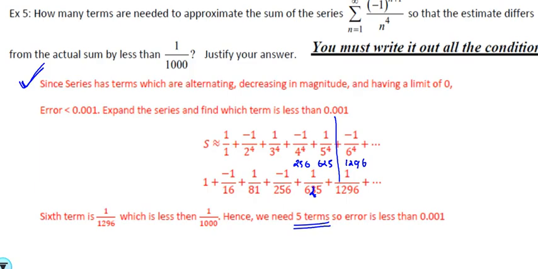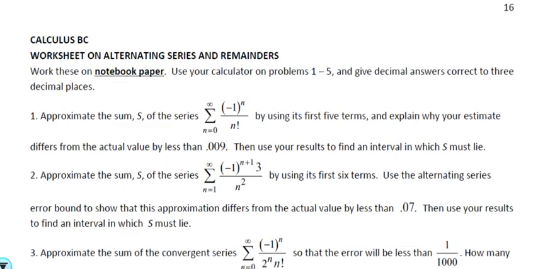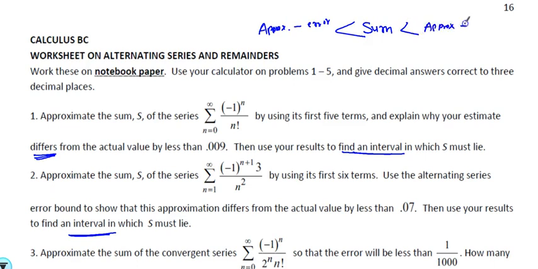So for the assignment, you are going to work on this problem, which is on your page number 16. Please, please, please read the question. This one says differ. Differ means find the error. Numbers 1 and 2 are asking you to find the interval as well. So that's where you could use a calculator, and the interval is the actual sum. This is approximation minus error, and approximation plus error. So that's what your sum is.